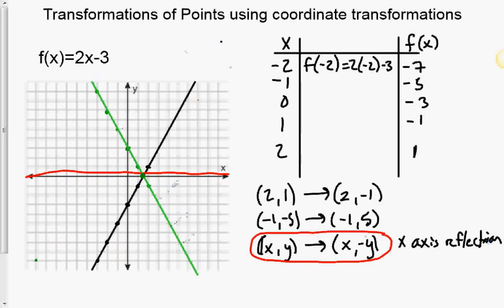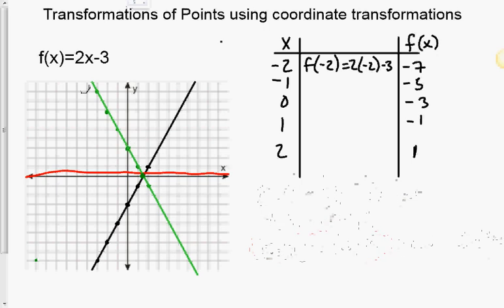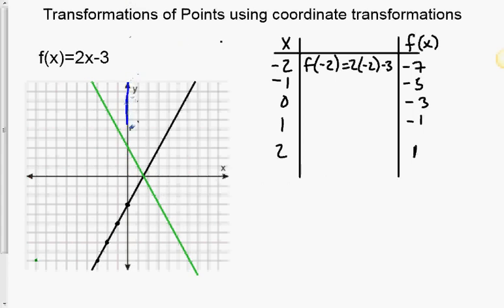Then another thing that we can take a look at, if we want to take a look at instead a y-axis reflection, so we'll get rid of some of this over the y-axis so that we can see it. So if we have the y-axis here, the y-axis is right there, and we're going to be taking every point that's on our original line, and we're going to be reflecting it over the y-axis now.